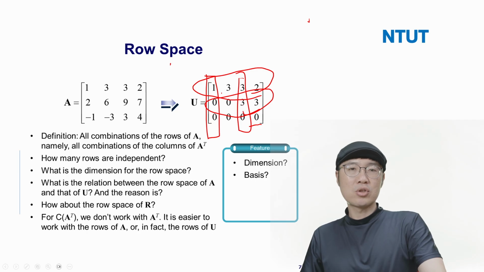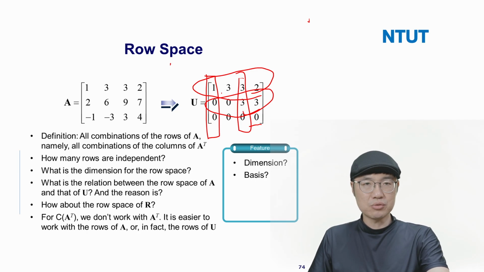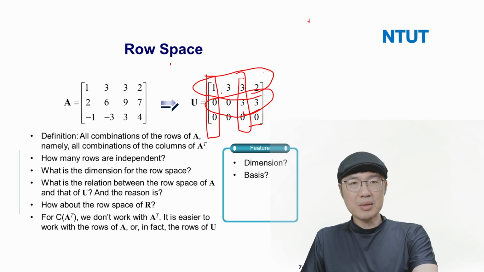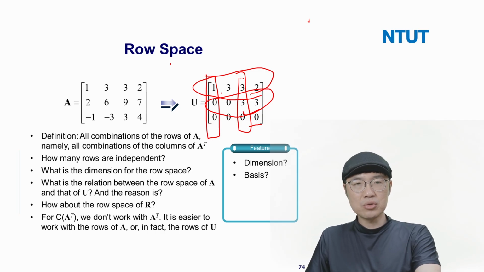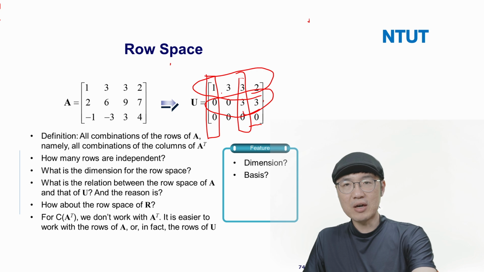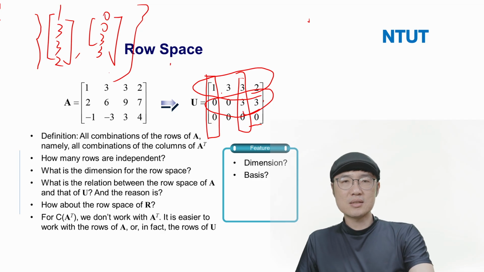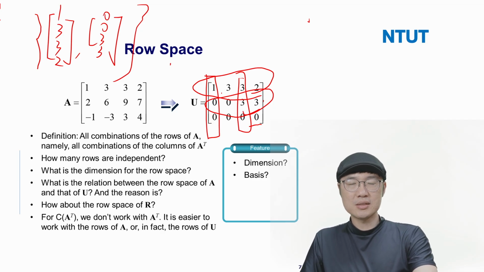We work toward columns, but columns tell us something about the rows. This further means that the first row in U and the second row in U are independent. So the basis can be found by 1, 3, 3, 2, 0, 0, 3, 3. That's the basis for the row space.